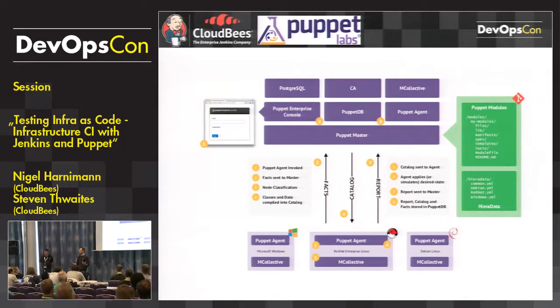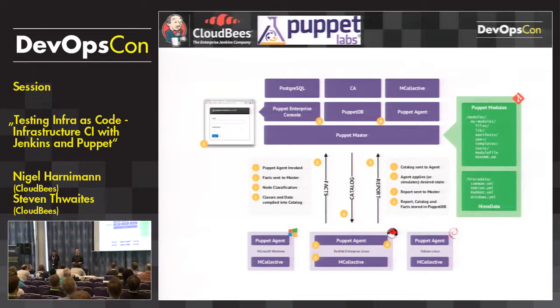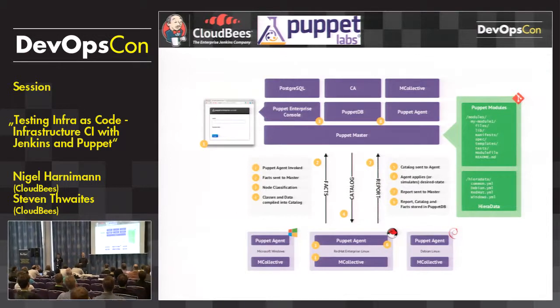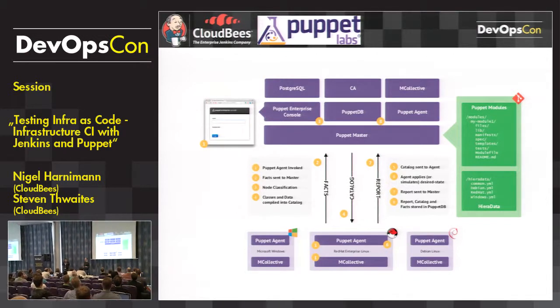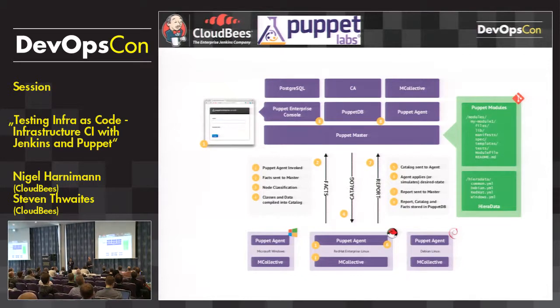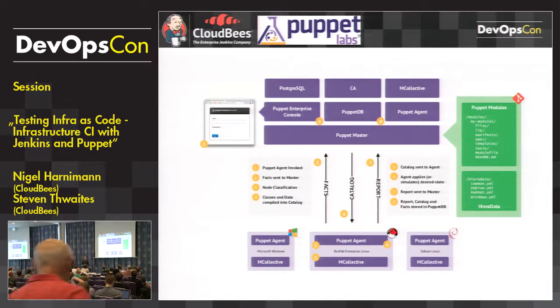You have an agent deployed on every system, and it will, on a regular basis, check into a centralized master system. It does that by submitting a load of inventory, and the master will generate an end state for that system. We call that the catalog, and that's kind of important for today's talk because that is an artifact which is generated during the configuration process. That goes back to the agent. The agent enforces that configuration, and then a report is sent back to the master.